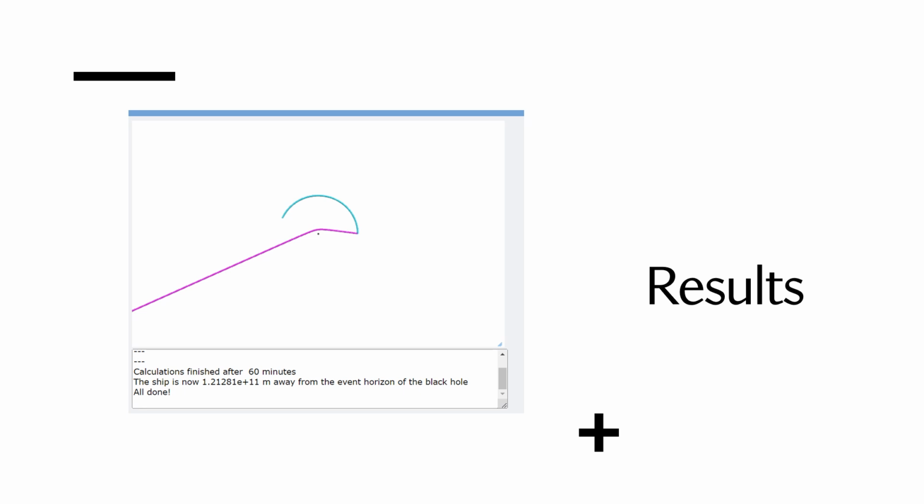And here you can see are my results. Here in pink, that's the spaceship. I tried to get it as close as possible without crashing or getting sucked into the black hole. And as you can see, the planet is also orbiting the black hole, the planet that's in blue.